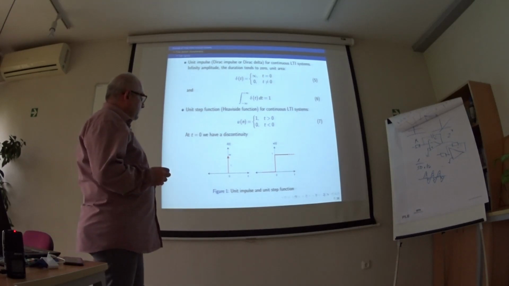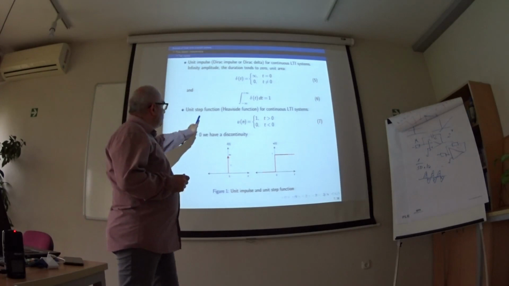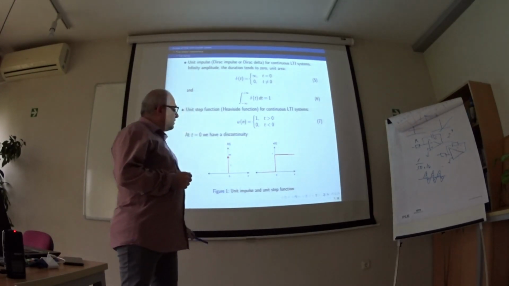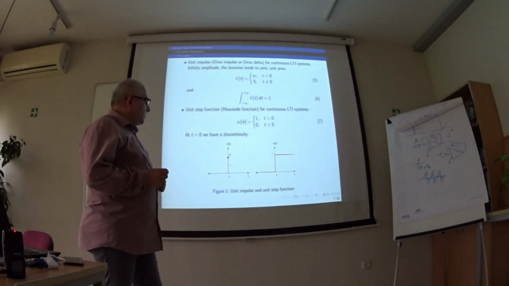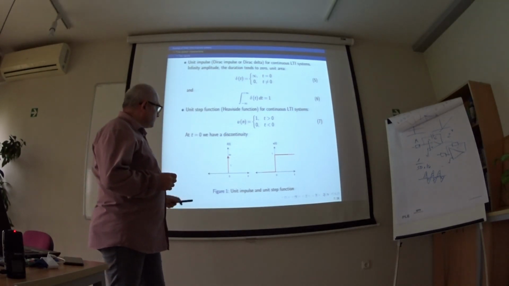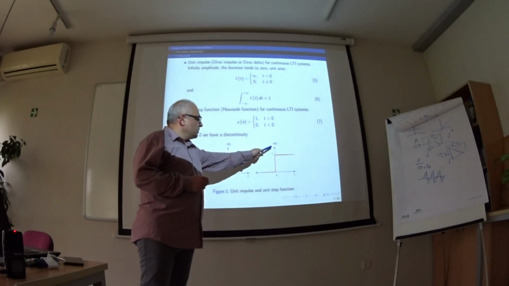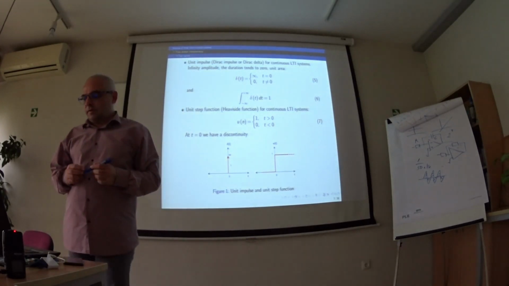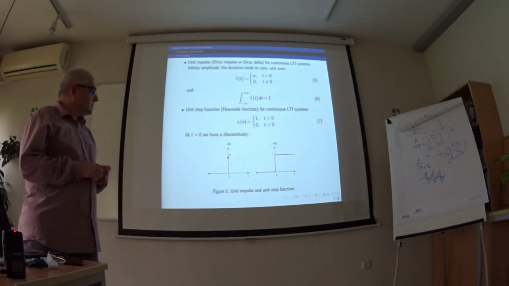And the next test signal is the unit step function, the Heaviside function. These two signals are for continuous time systems. These signals can reveal all system characteristics if we apply them at the input.